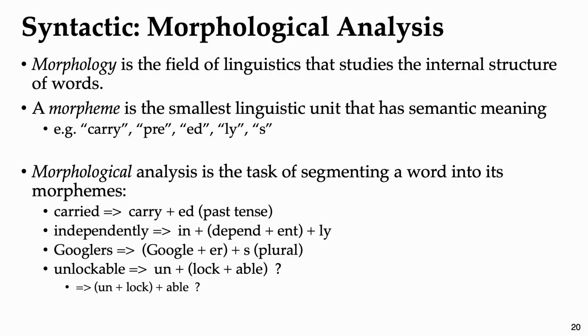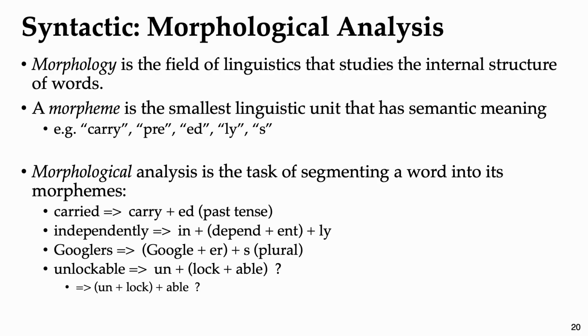Another important example is morphological analysis. Morphology is the branch of linguistics that studies the internal structure of words. It focuses on how words are formed and how their components contribute to meaning. A morpheme is the smallest linguistic unit that carries semantic meaning. For example, words can be decomposed into prefixes, roots, and suffixes. A prefix such as pre indicates before. A suffix like ed often marks past tense, while s may indicate plurality. Similarly, ly can transform an adjective into an adverb, and er can indicate comparison or agency.